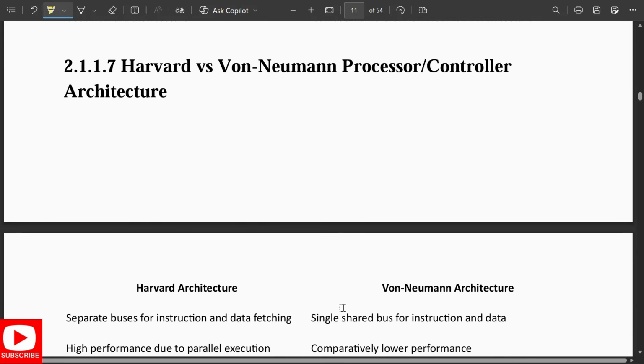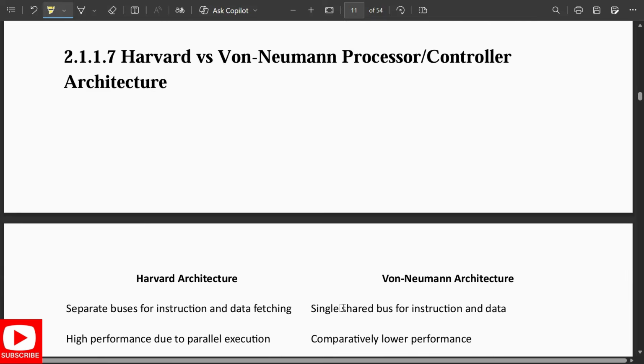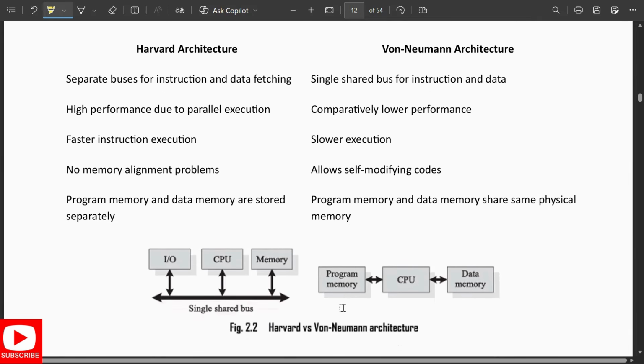Next, Harvard versus Von Neumann processor or controller architecture. Harvard has separate buses for instruction and data fetching, but Von Neumann uses a single shared bus. Harvard gives high performance due to parallel execution, because activities are performed simultaneously, while Von Neumann has lower performance. Harvard has faster instruction execution, Von Neumann slower execution. In Harvard, no memory alignment problems occur, but in Von Neumann they do. Program memory and data memory are stored separately in Harvard, but in Von Neumann they share the same physical memory.